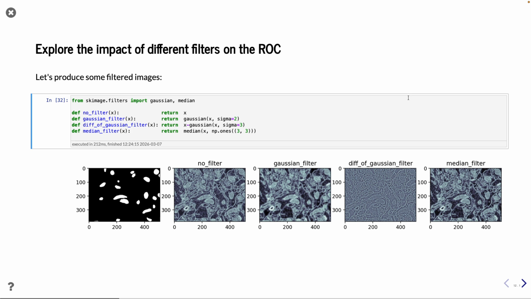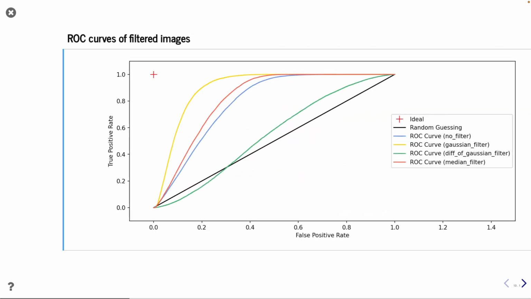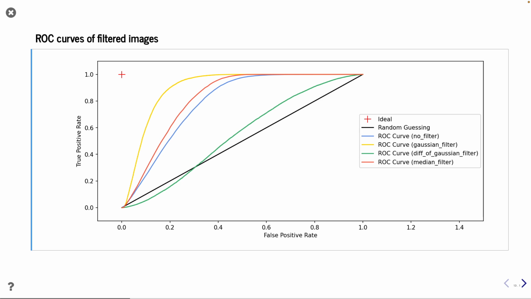So if we run the segmentation on all these images, we get the following ROC curves. In principle, the Gaussian filter performed the best, and the reason is that it actually suppressed the thin structures a bit and smeared out within the mitochondria. The median filter, which is second best, did some smoothing, but it didn't manage to reduce all the tiny details within the mitochondria. So that's why it's not performing as well as the Gauss filter.